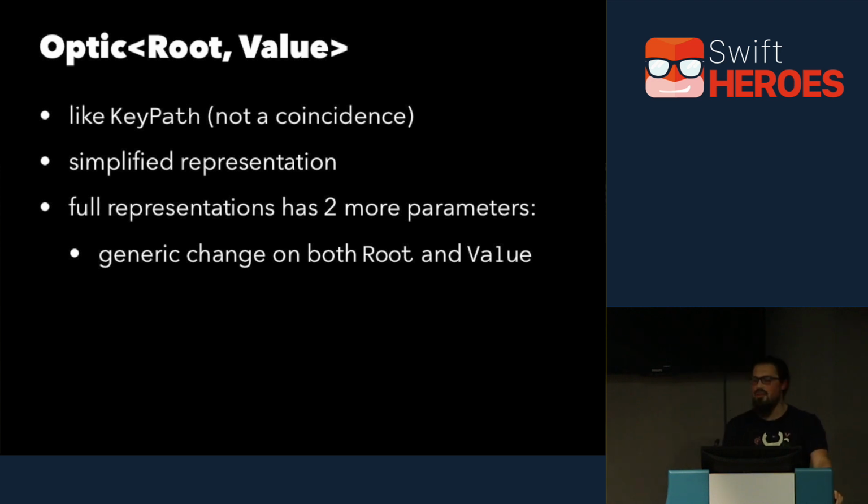I have to say that this is a simplified representation. Maybe some of you already read something about optics, or will read something this evening. In many representations, you actually see 4 generic parameters, 2 more, because we also could represent a generic change on both root and value. So I have 2 roots and 2 values. But this simplified representation covers 99% of the cases. It's a lot easier to work with. It's a lot easier to explain. So I use this one in my code base. So let's see a few of these optics.